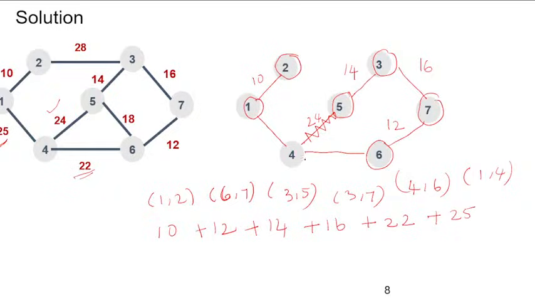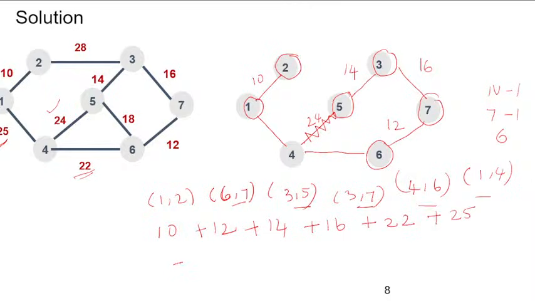Okay, see, we have included all the vertices, I suppose. See, 1, 2 is included, 3 is included, 4, 5, 6, 7. We have included all. And how many edges do we have? 1, 2, 3, 4, 5, 6. We are supposed to have n minus 1 edges in this spanning tree. So there are totally 7 minus 1, which is 6. So 6 edges we have.